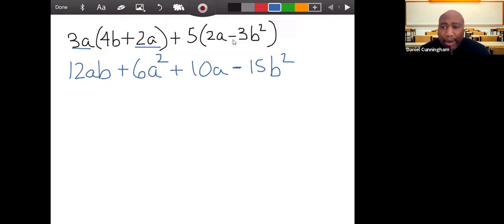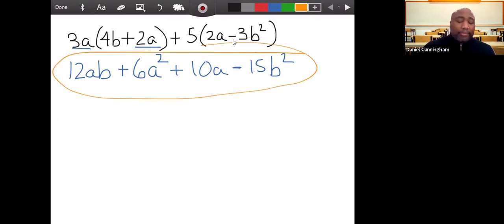Now, let's see, are there any like terms here? Since we're adding and subtracting, you think about like terms. ab, a squared, b squared. Ooh, doesn't look like we have any like terms if I did it correctly. Therefore, that's my answer right there.